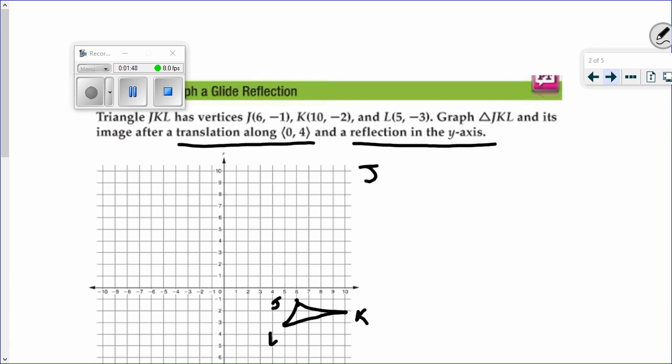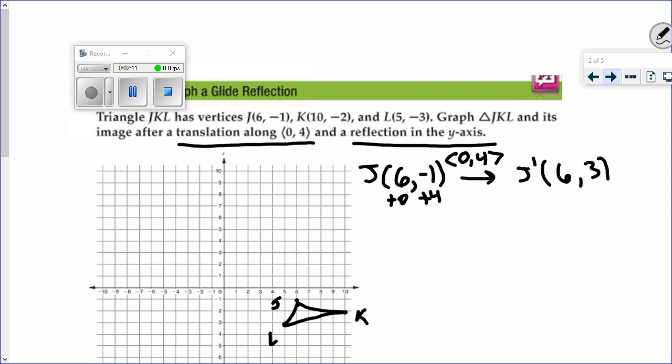If we have point J, which is at 6, -1, and we want to translate it along the vector 0, 4, we add 0 to the x-coordinate and add 4 to the y-coordinate. That gives us J prime at 6, 3. We can plot that point. I'm going to use a color here, 6, 3. That's now point J prime.